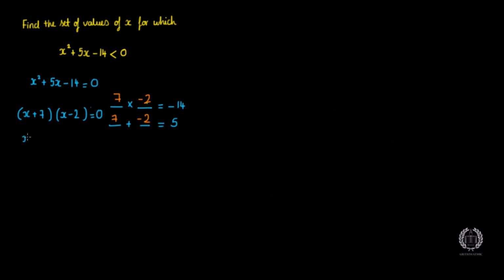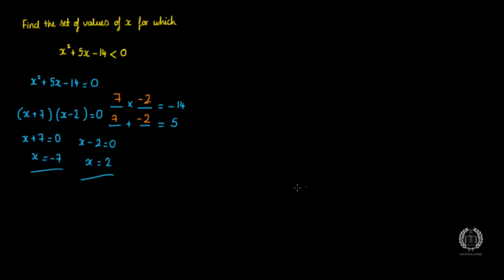Okay, so one solution is x plus 7 equals 0, so x is equal to minus 7, and then the other solution is x minus 2 equals 0, so x is equal to 2. Again, if you're not quite sure how I'm doing this, definitely go and check out the factorizing tutorial.